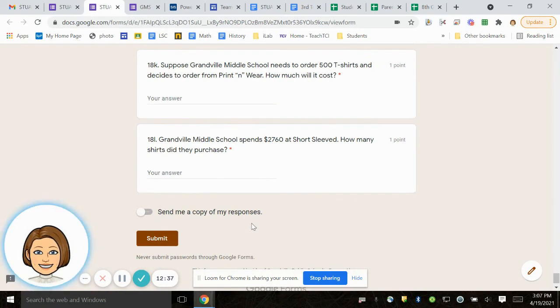Number 18K. Suppose Granville Middle School needs to order 500 t-shirts and decides to order from Print and Wear. How much will it cost? You need to substitute 500 into your equation to figure out the cost. Remember, t-shirts is which variable?